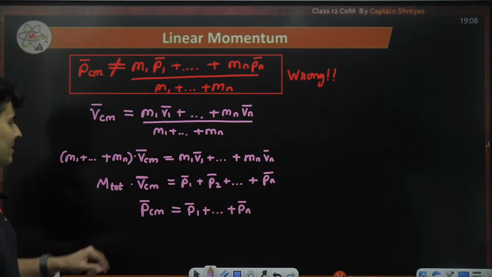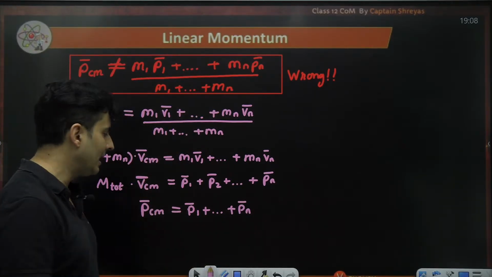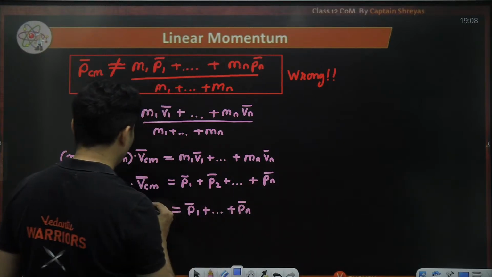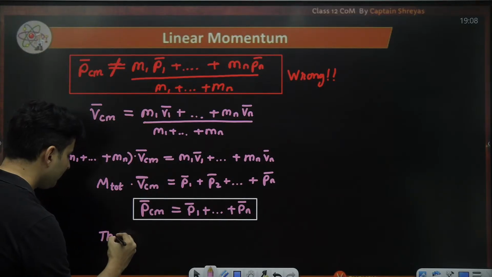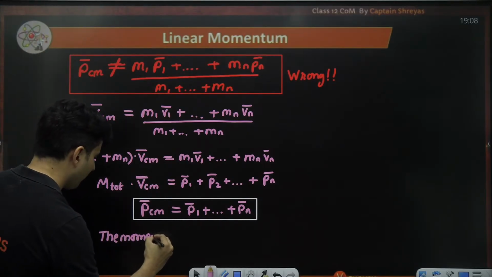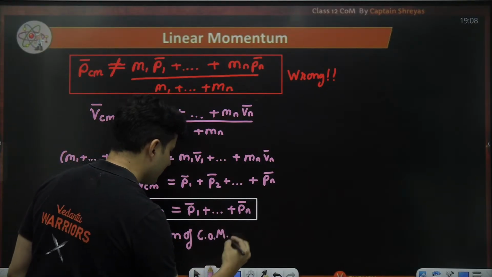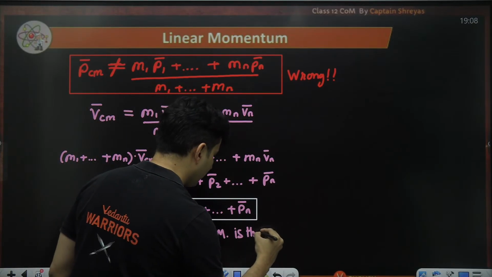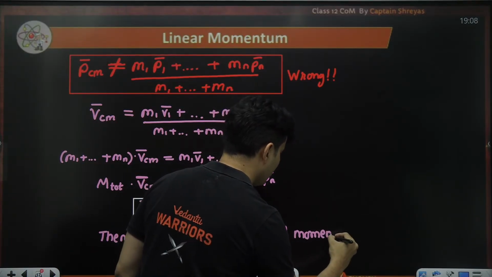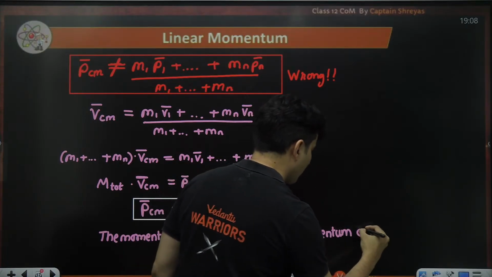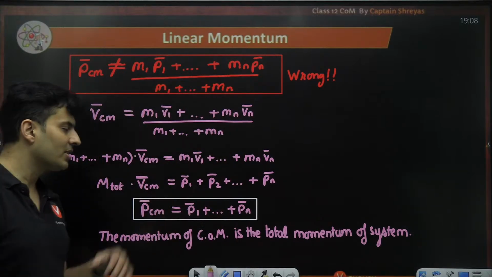That is very interesting. There is no m1, p1, m2, p2. It's just the simple addition of the momentums. That's it. So this is the right formula. And then I can just say the momentum of the center of mass is the total momentum of the system. That's it. This is what this equation means.